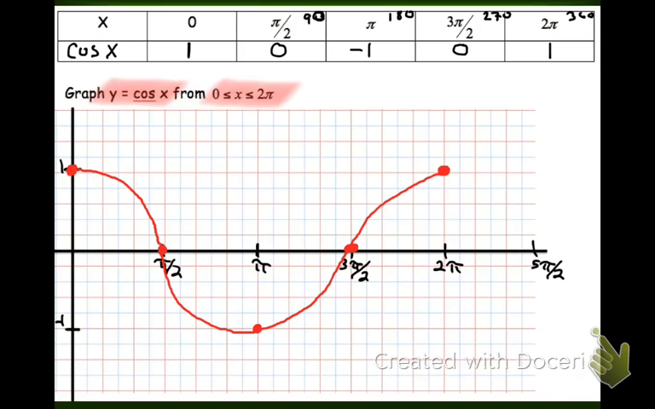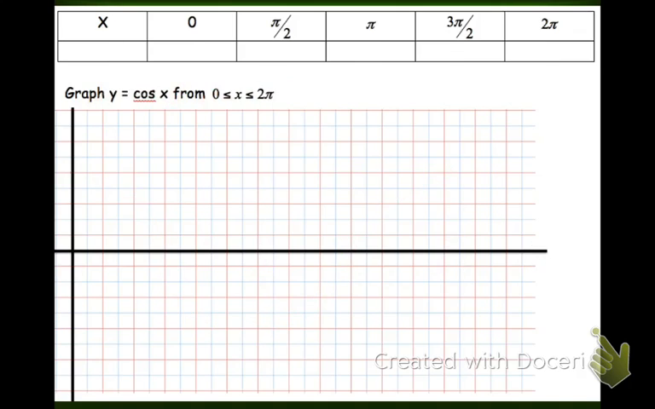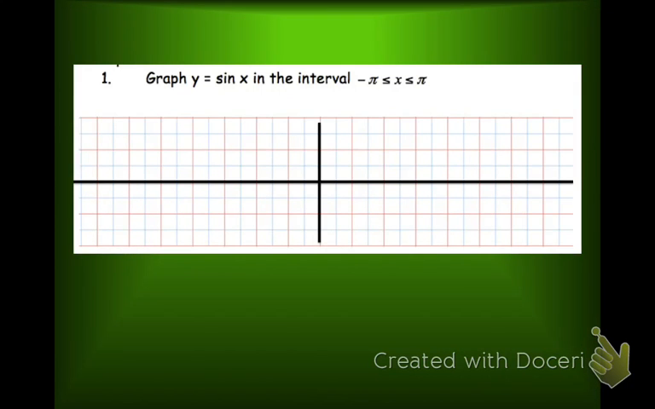So we're going to do something a little different. I'd actually like you to try this on your own. Graph y equals, and in yours it says cosine of x. So y equals cosine of x, the interval from -pi to +pi. So I'm going to give you a hint. We're going to start here. Let's make this -1. Make this +1.